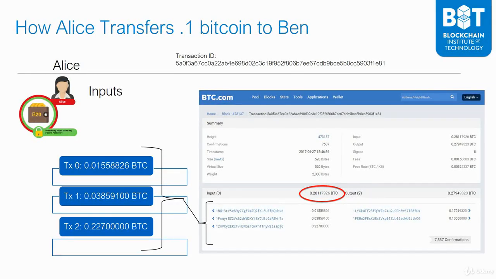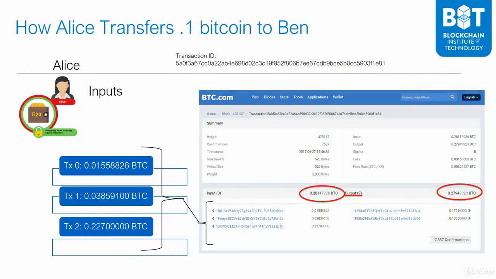What we see is that the output really looks at 0.27949323 Bitcoins. And that is more than 0.1 Bitcoins. If we were to just do the transaction like that, we would basically give the entire amount beyond that 0.1 Bitcoins to the miner. And that is a situation that in Bitcoin needs to be addressed on a per transaction basis.